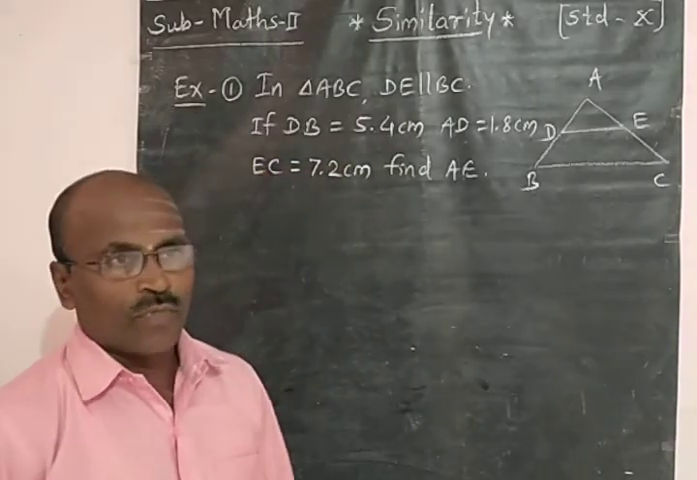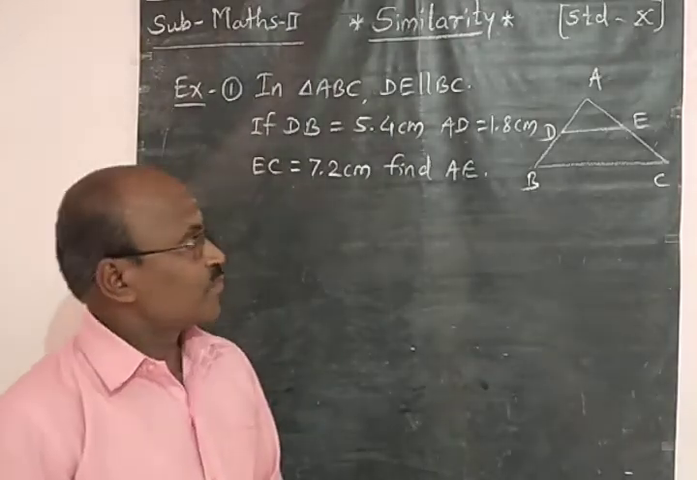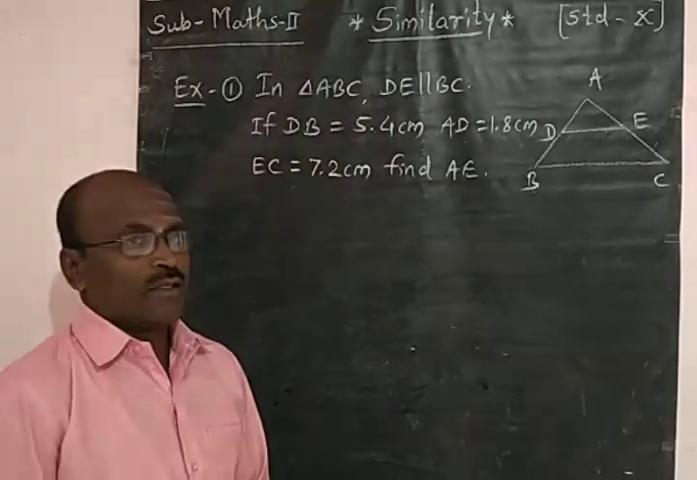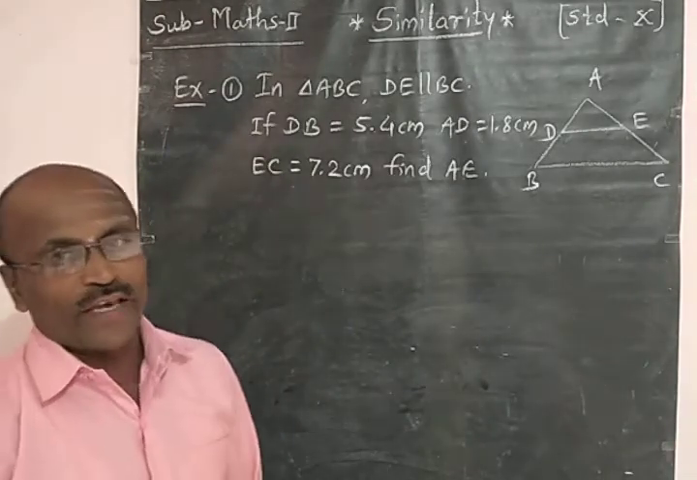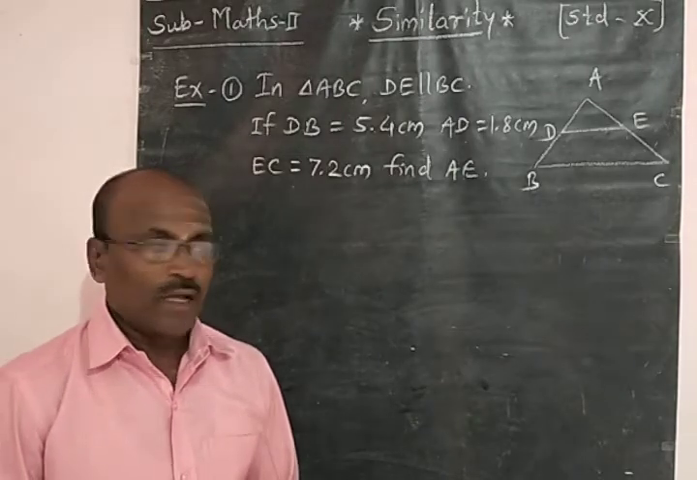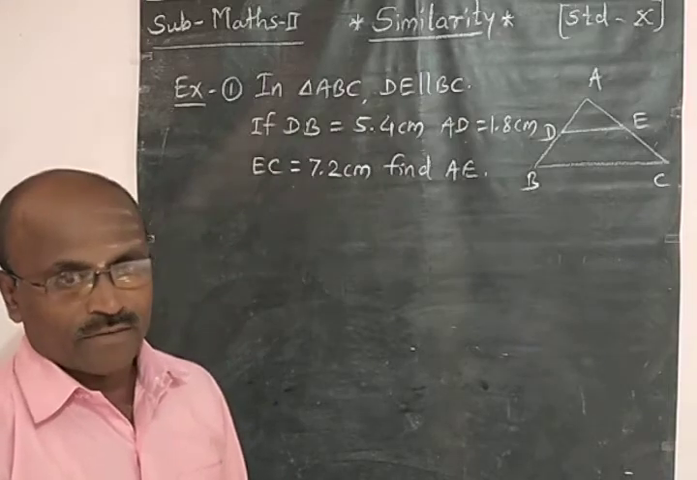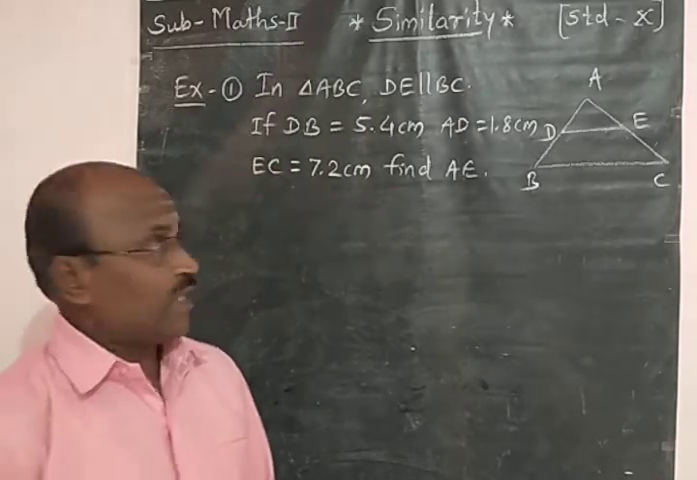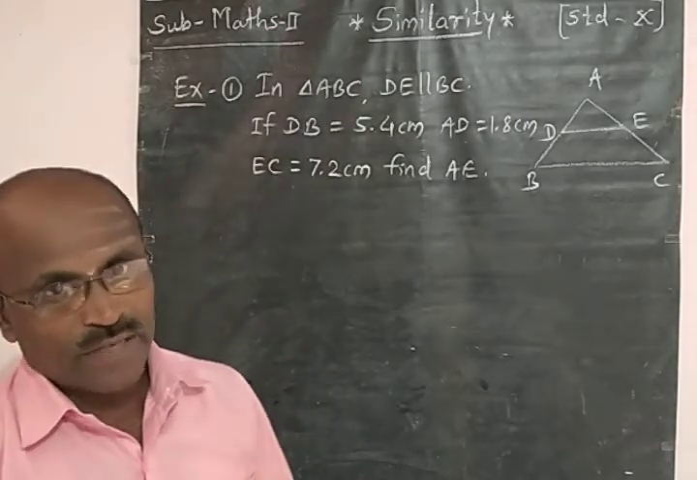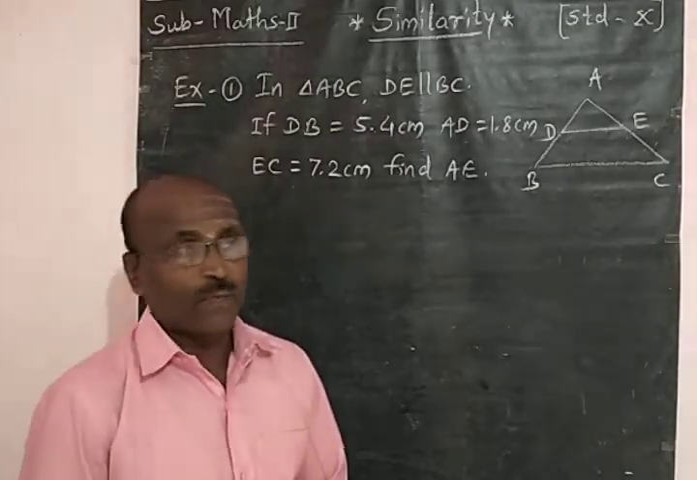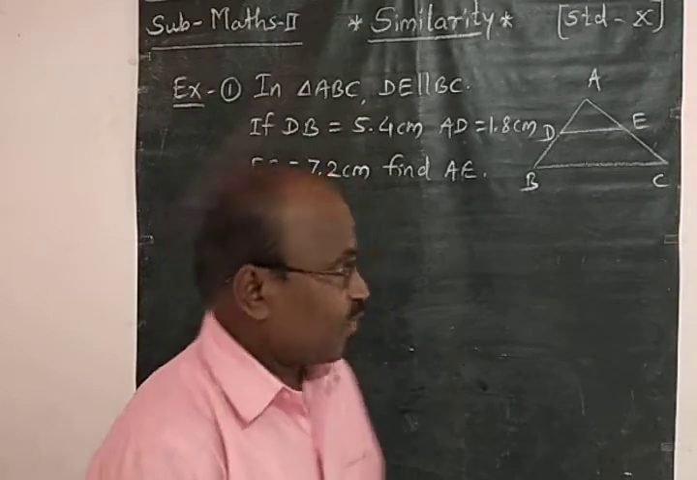In the last lecture, we studied the three main properties: the first one is the basic proportionality theorem, the second one is the property of the angle bisector of a triangle, and the third one is the property of three parallel lines. Now, in this lecture, we are going to study some examples based on those three properties. So, we have to study the first example.